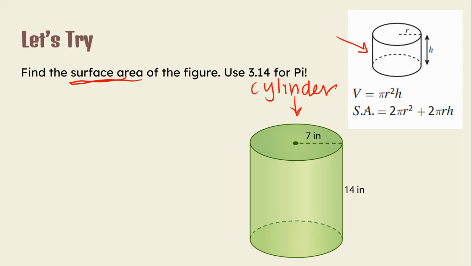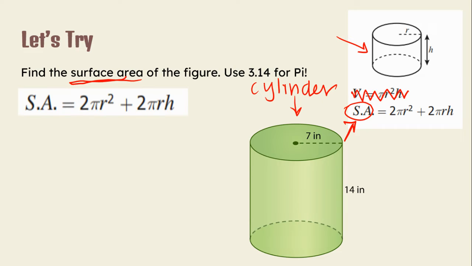So we need to use the surface area formula. I don't even care about the volume formula. I'm only using the surface area one. It's very important that you use the correct formula. So we always start out by writing the formula. 2 pi r squared plus 2 pi r h.